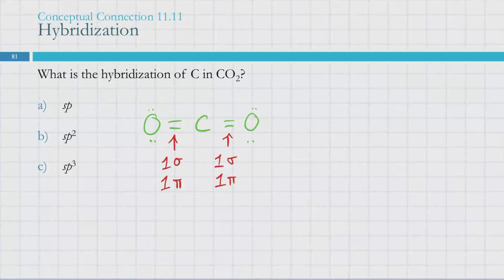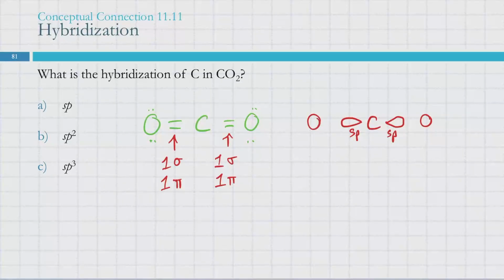Alternatively, we can just think about what's the shape of CO2. How many electron groups do we have on carbon? 2. 2 electron groups, so we're going to have a linear shape. Linear shape is going to go along with sp. So carbon in the middle needs to reach out with some sp hybridized orbitals.